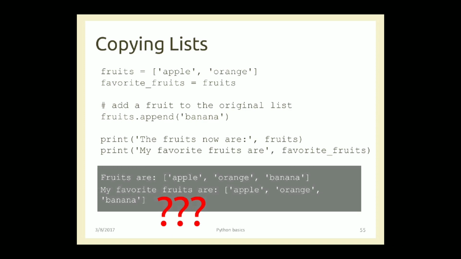Now what if I want to copy a list into another list? We have one list given here with the name fruits, wherein we have two items, apple and orange. I have written favorite_fruits equals fruits. That means I am assigning the given list fruits to a new variable favorite_fruits. So favorite_fruits, which is a new variable, is actually referring to the given list fruits.